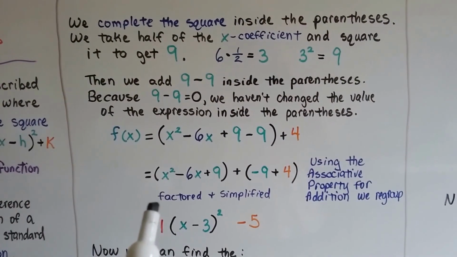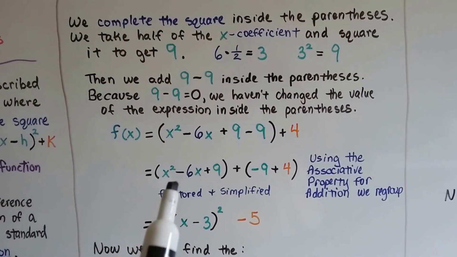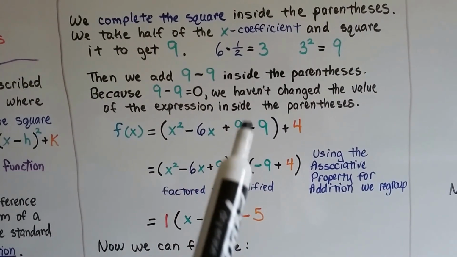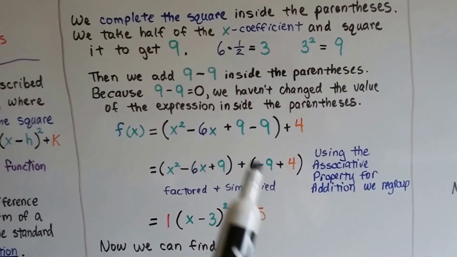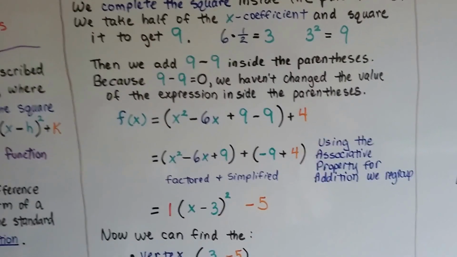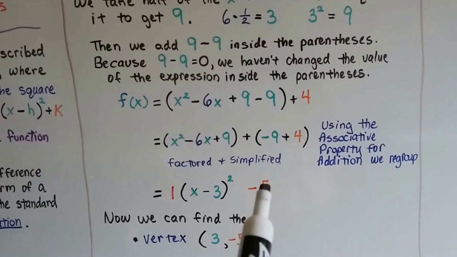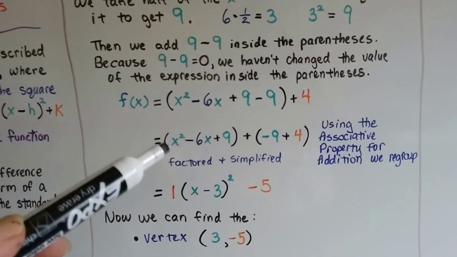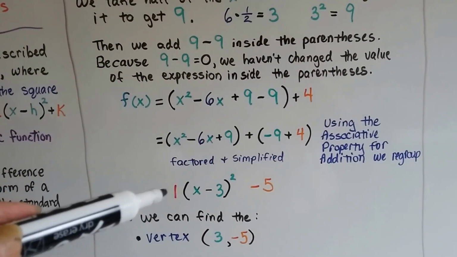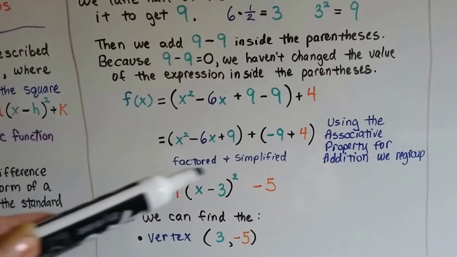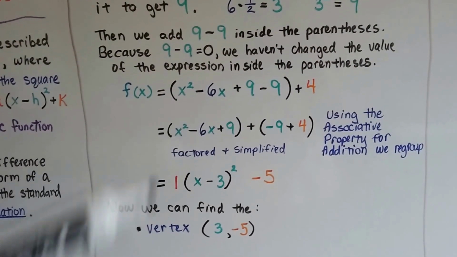We can use the associative property for addition, and we can regroup it. So we cut it off right here after this 9, and we add a negative 9 plus 4. When it's factored and simplified, that negative 9 plus 4 is going to be a negative 5, isn't it? And on this side, we can do 1 times (x - 3) squared.